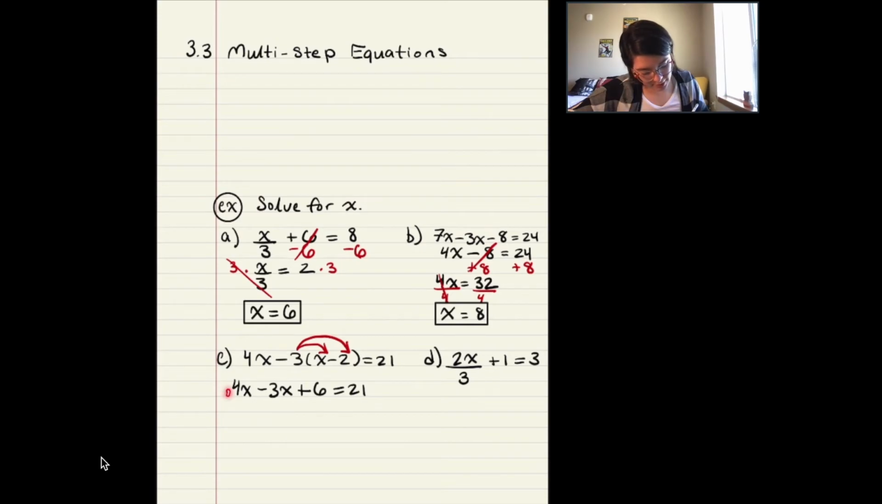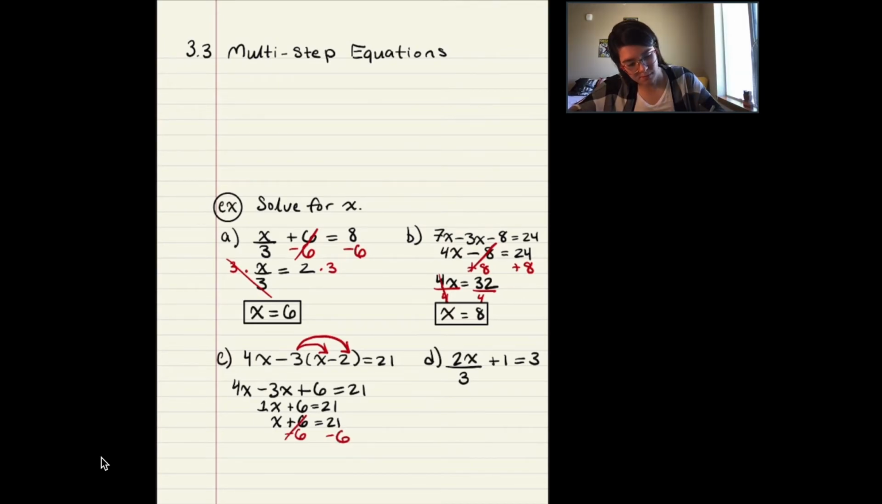And now again, we have like terms of 4x and negative 3x, so we can combine those. 4 minus 3 is just 1, so we just have 1x plus 6 is equal to 21. Well, 1x we can just write as x. So we have x plus 6 is 21. And then we just have that 6 left over, so the opposite of adding 6 is going to be subtracting 6. We have to do it to both sides. So we get x is 21 minus 6, which would just be 15.